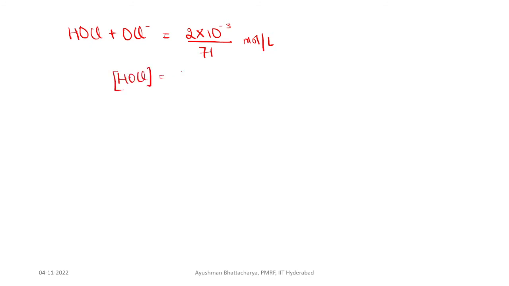In the last slide we wrote HOCl plus OCl minus is equal to 2 into 10 to the power minus 3 by 71 mole per liter. So from here HOCl is equal to 2 into 10 to the minus 3 by 71 minus OCl minus. You remember this as equation 1.